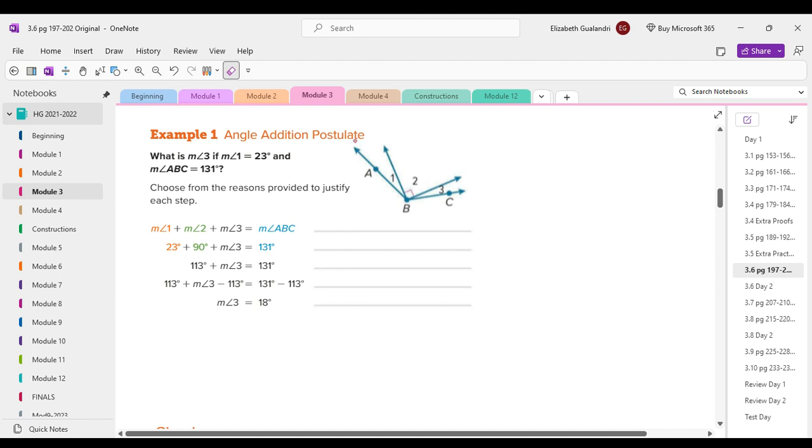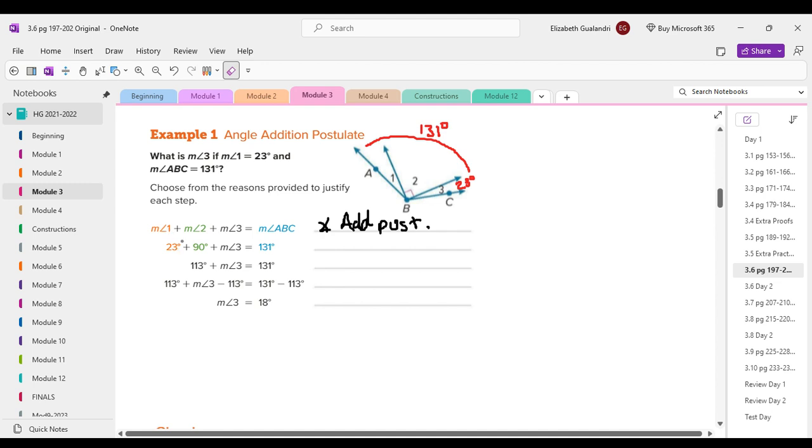Okay, so angle addition postulate here. It says, what is the measure of angle 3 if the measure of angle 1 is equal to 23 degrees and the measure of angle ABC is 131? So we have ABC all the way through here, 131 degrees, and measure of angle 3 we know is 23 degrees. And this goes ahead and does kind of an unofficial proof to do this. So it says measure of angle 1 plus measure of angle 2 plus measure of angle 3 equals the measure of angle ABC. So that right there is a form of the angle addition postulate, and so I'm going to throw that in as the reason there.